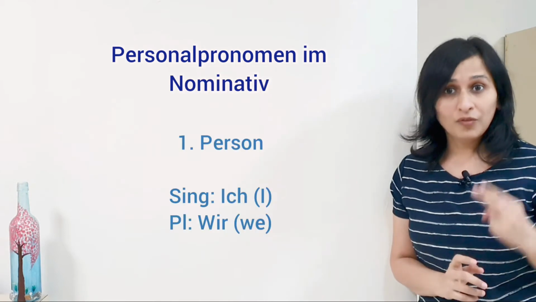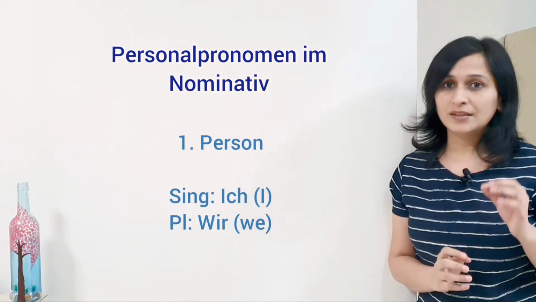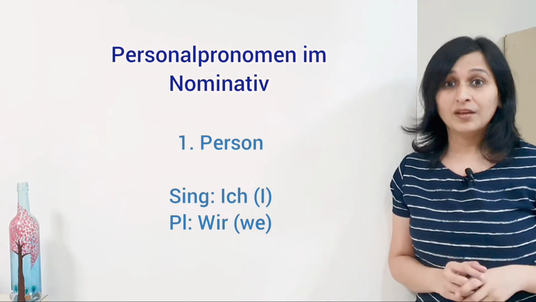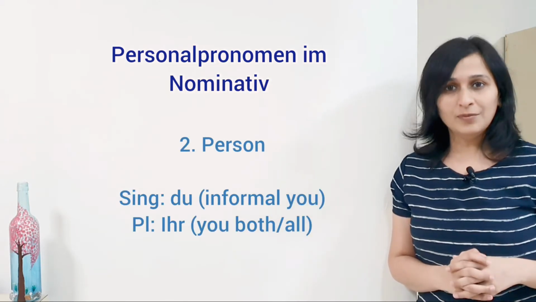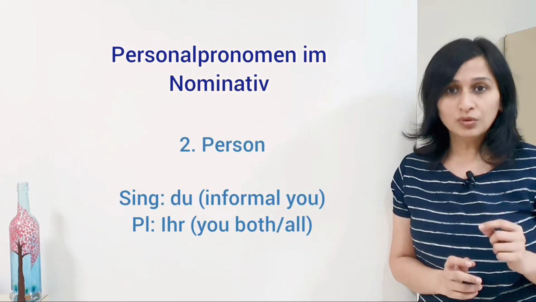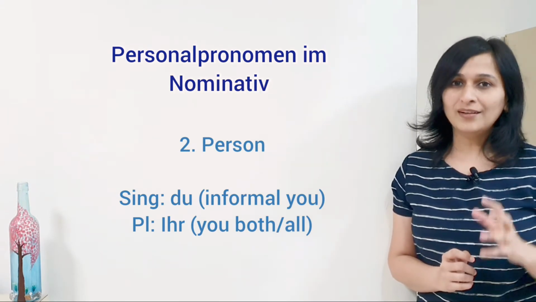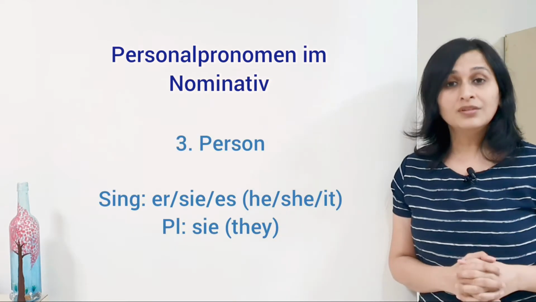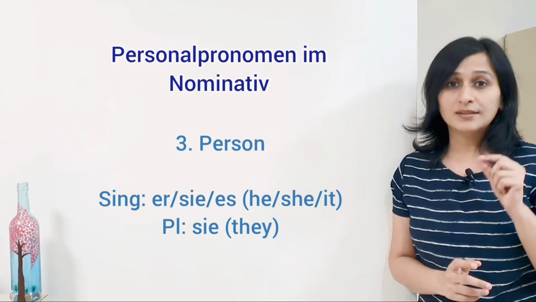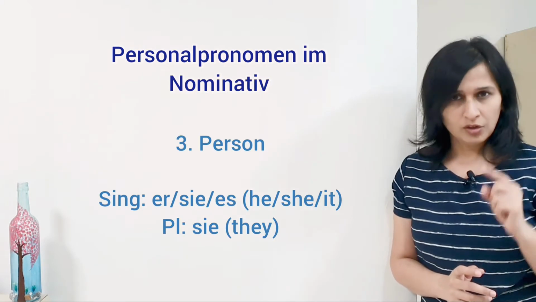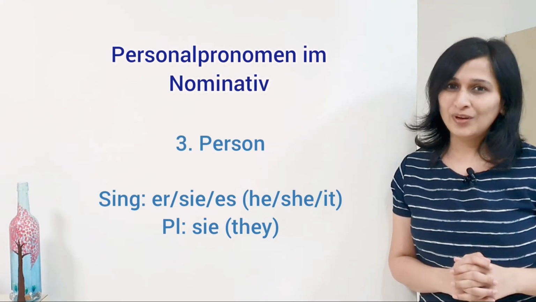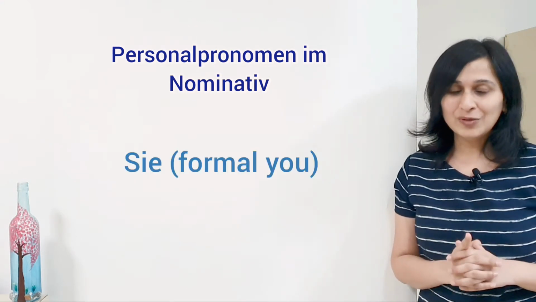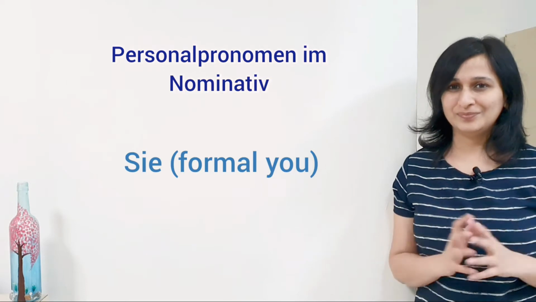Erste Person, first person, singular ist ich, I, plural ist wir, we. Zweite Person, second person, singular ist du, informal you, plural ist ihr, you both or you all. Dritte Person, third person, singular ist sie, er, es, she, he, it, plural ist sie, they. And we have one more Sie, which means formal you.